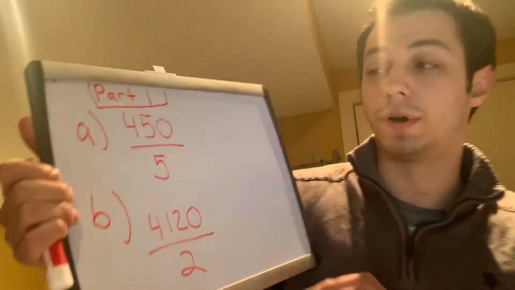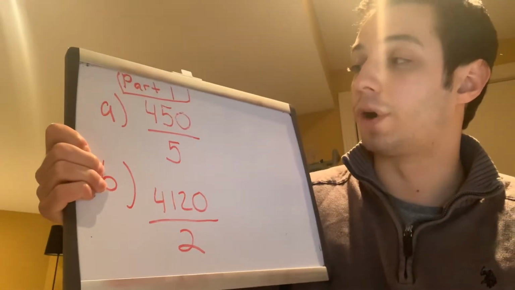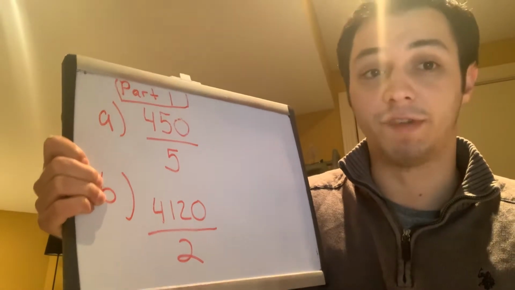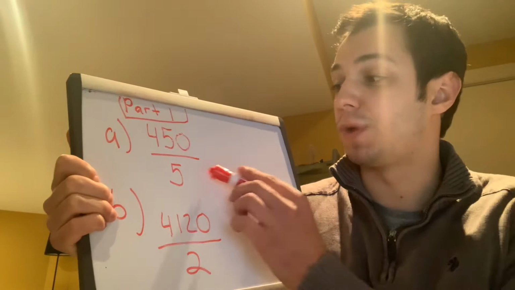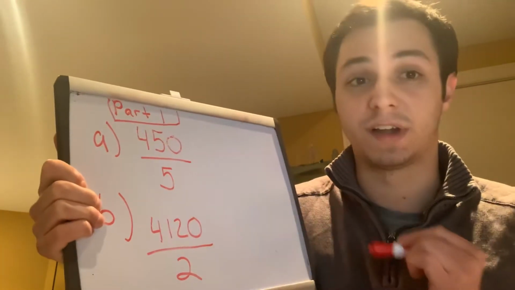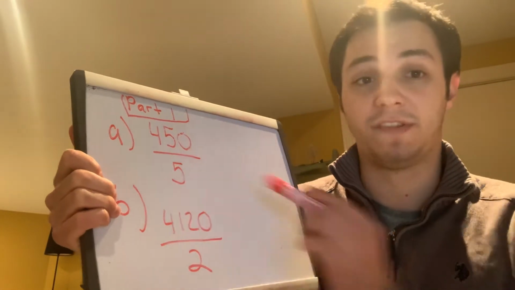And then we are given some fractions. I have the first two written for you on this board, right? So we have the fraction 450 over 5, or 450 fifths. We can say this as a division problem, which would be 450 divided by 5.